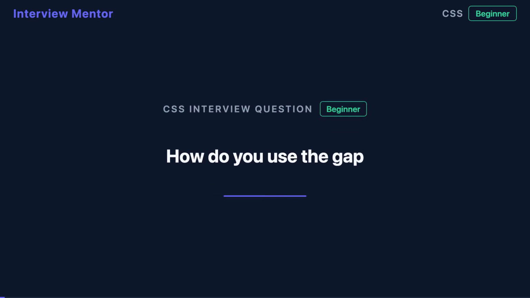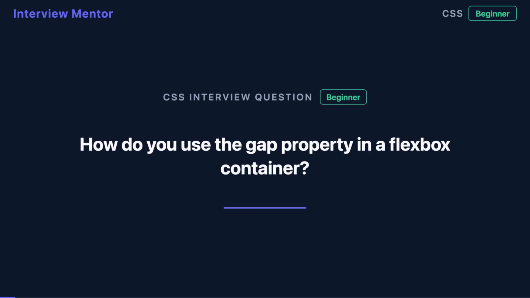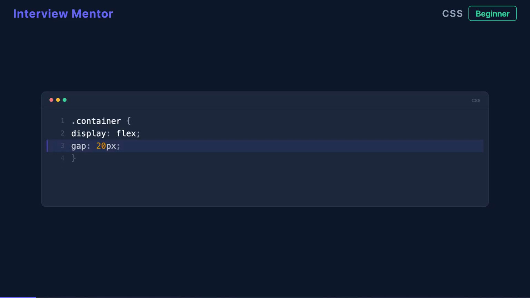Many developers still use margins to space flex items, creating brittle layouts that break when items wrap. There's a better way. The gap property creates space between flex items, not around them. Unlike margin, gap only adds spacing in the gaps between elements, so you won't get unwanted padding at the edges. You simply set gap on the container with a value like 20 pixels, and Flexbox handles the rest.